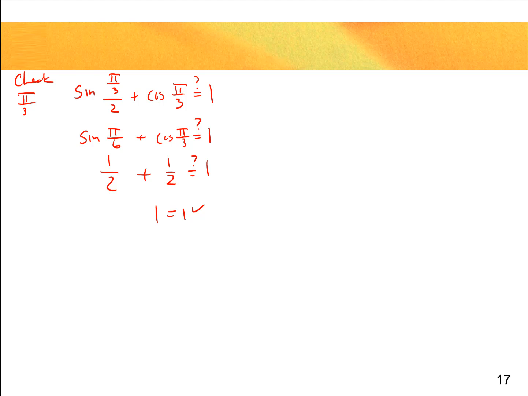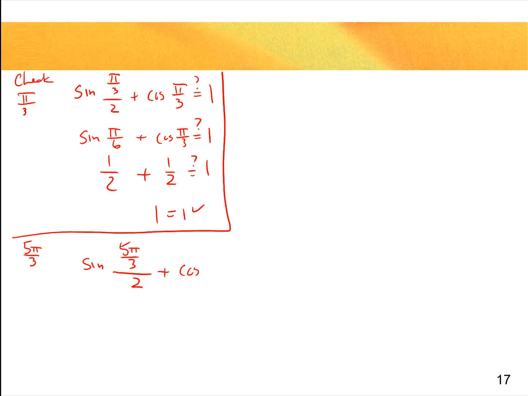Okay, next. Let's see if we can do it right over here. What else did we get? We got 5 pi over 3. Let's check that. So sine of 5 pi over 3 divided by 2, adding cosine of 5 pi over 3, question mark, 1. Does that give me a 1? Yes or no? And let's simplify that just a little bit here. So this is going to be sine of 5 pi over 6 plus cosine of 5 pi over 3.